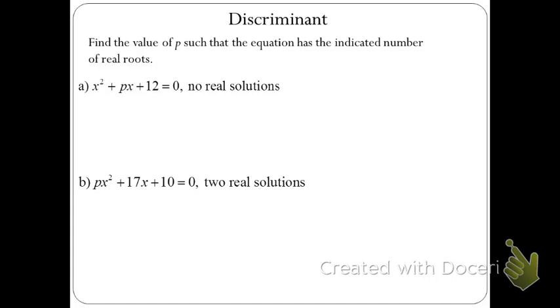Alright, now let's think about what we know about equations that have no real solutions. What we just learned is that the discriminant of such an equation has to be negative in order for it to have no real solutions. So the discriminant has to be negative.